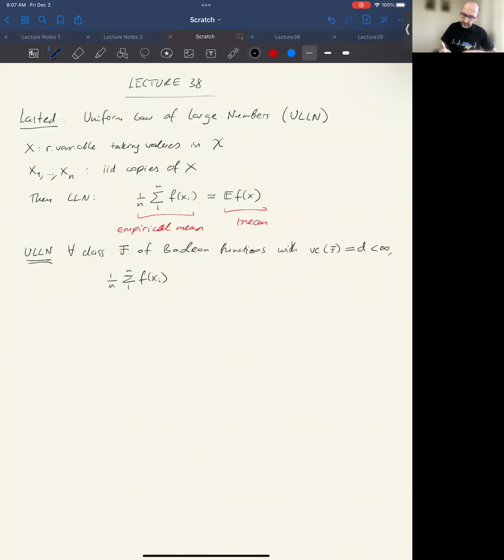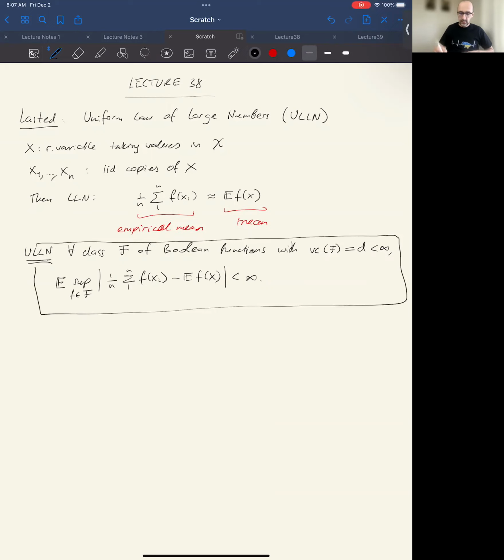we can uniformly bound the error like this. So this is an error, it's supposed to be small. Then we take the worst possible over the entire class like this, and on average it is finite. It is important here that the supremum is inside the expectation as opposed to outside. So this means that with high probability or on average, we have this bound simultaneously for all f from the same sample.